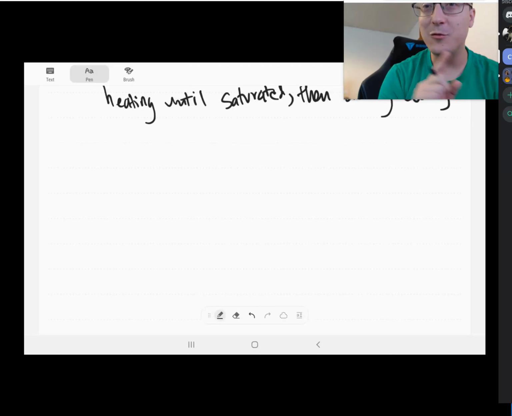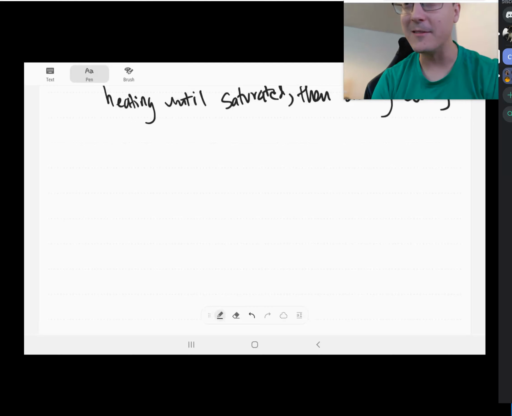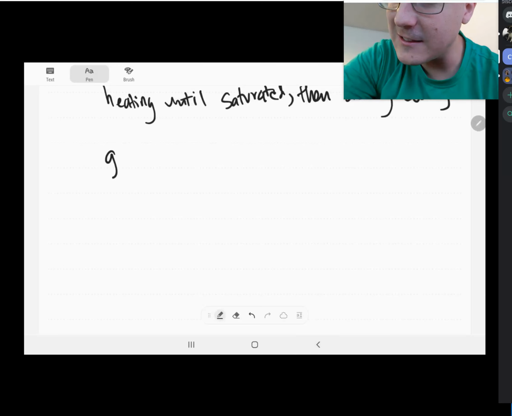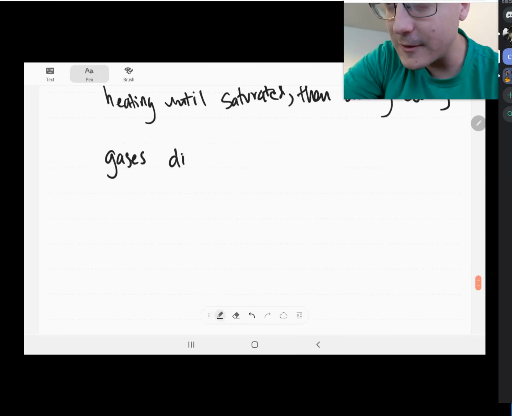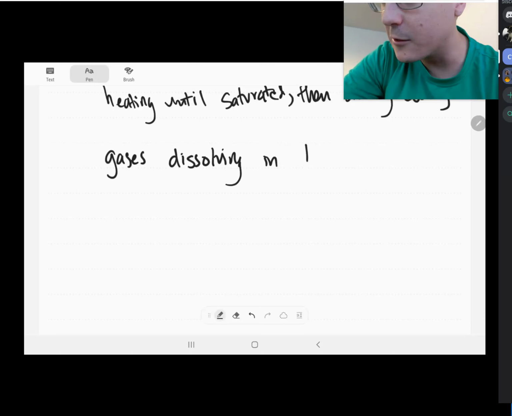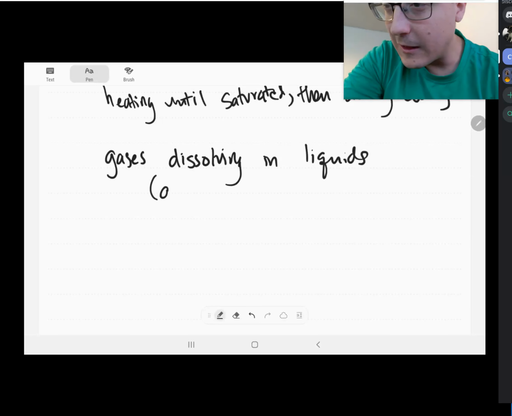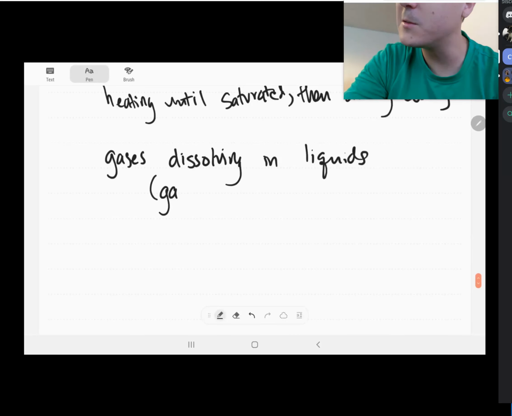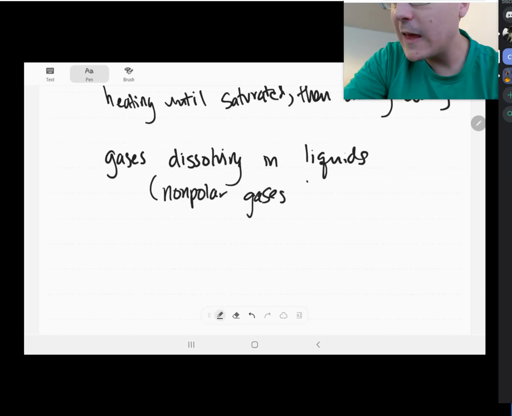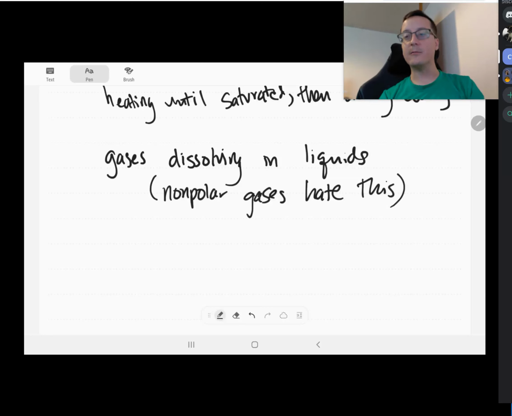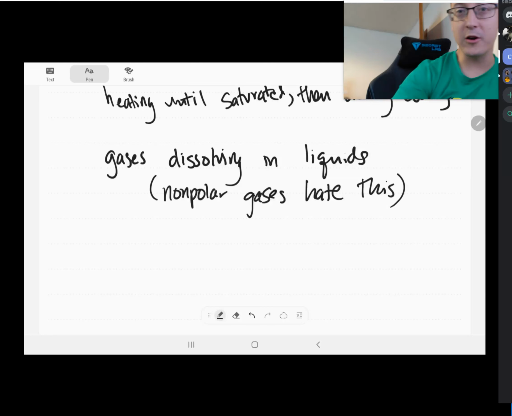However, we have one more thing to talk about with solubility, and that is gases dissolving in liquids. Gases don't like this. Well, most gases are non-polar, right? So non-polar gases hate this. They do not want to be dissolved in water because non-polar things don't want to be in water.